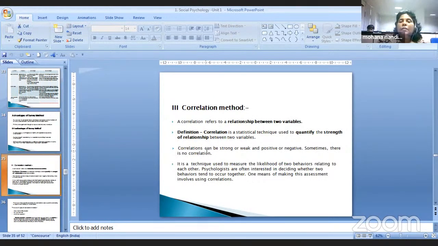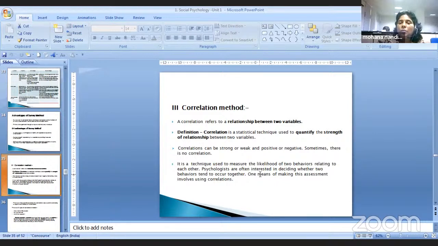Whenever we are doing a correlation, it might be strong or weak, it may be positive or negative. Sometimes there is no correlation also. These three things will happen in the correlation method. It is a technique used to measure the likelihood of two behaviors relating to each other.